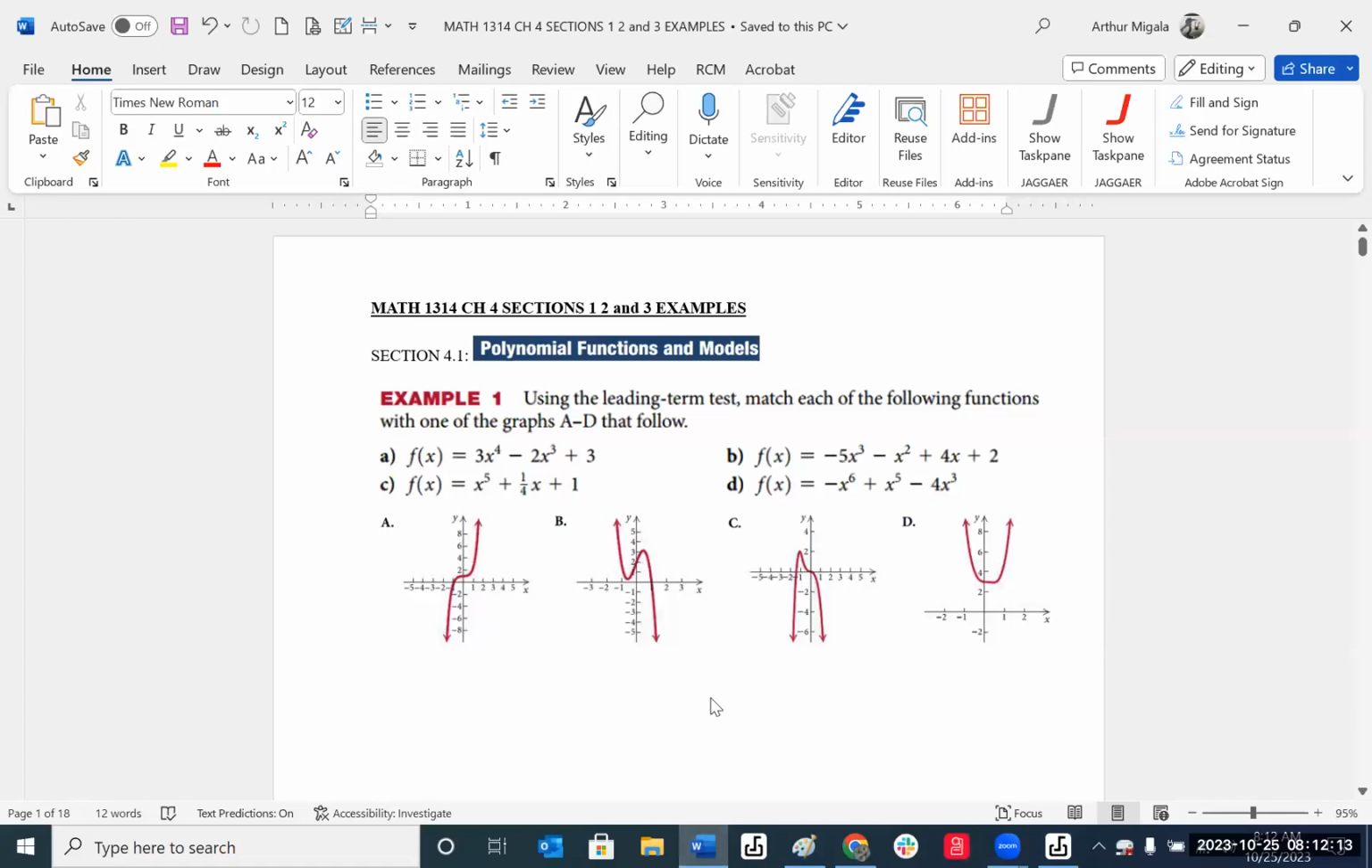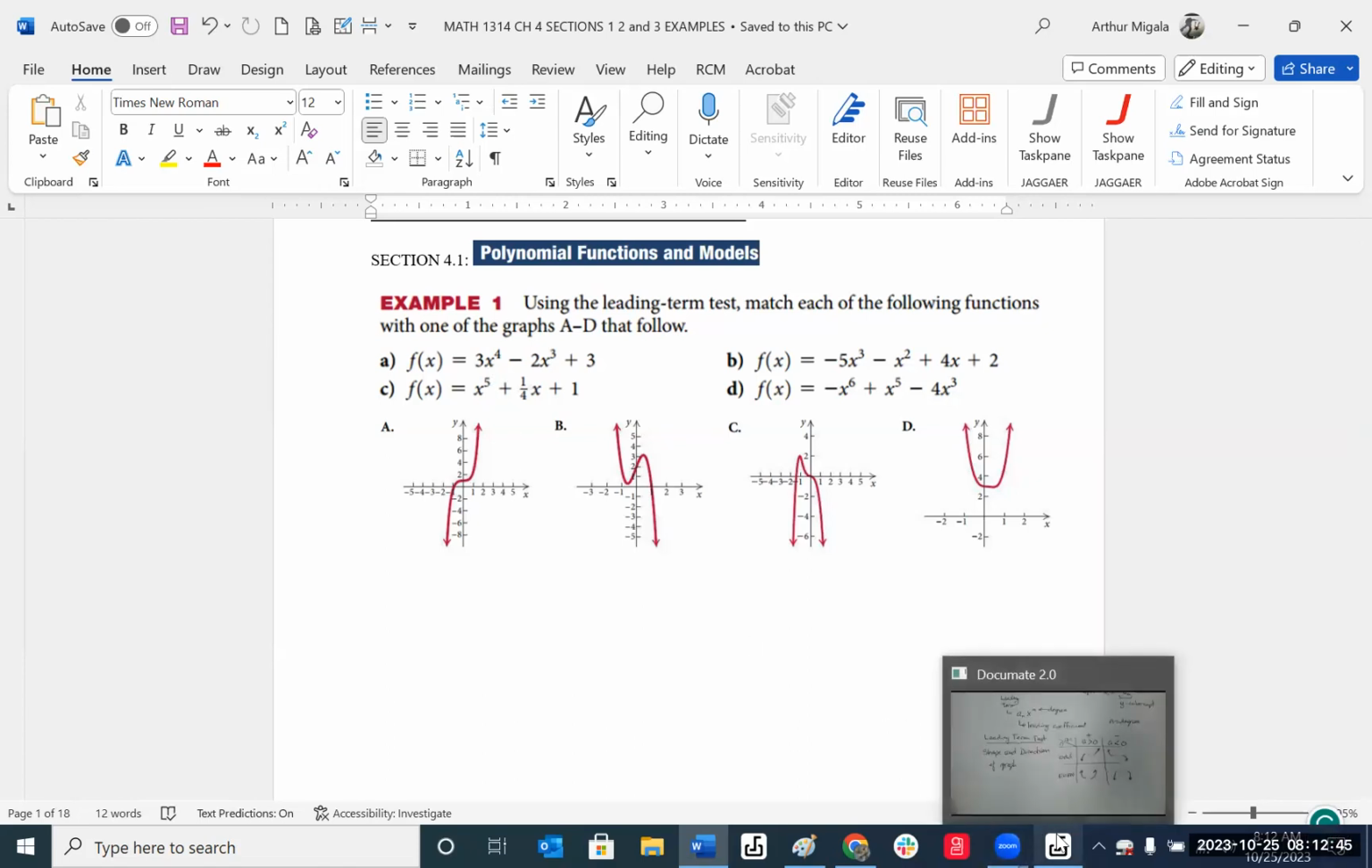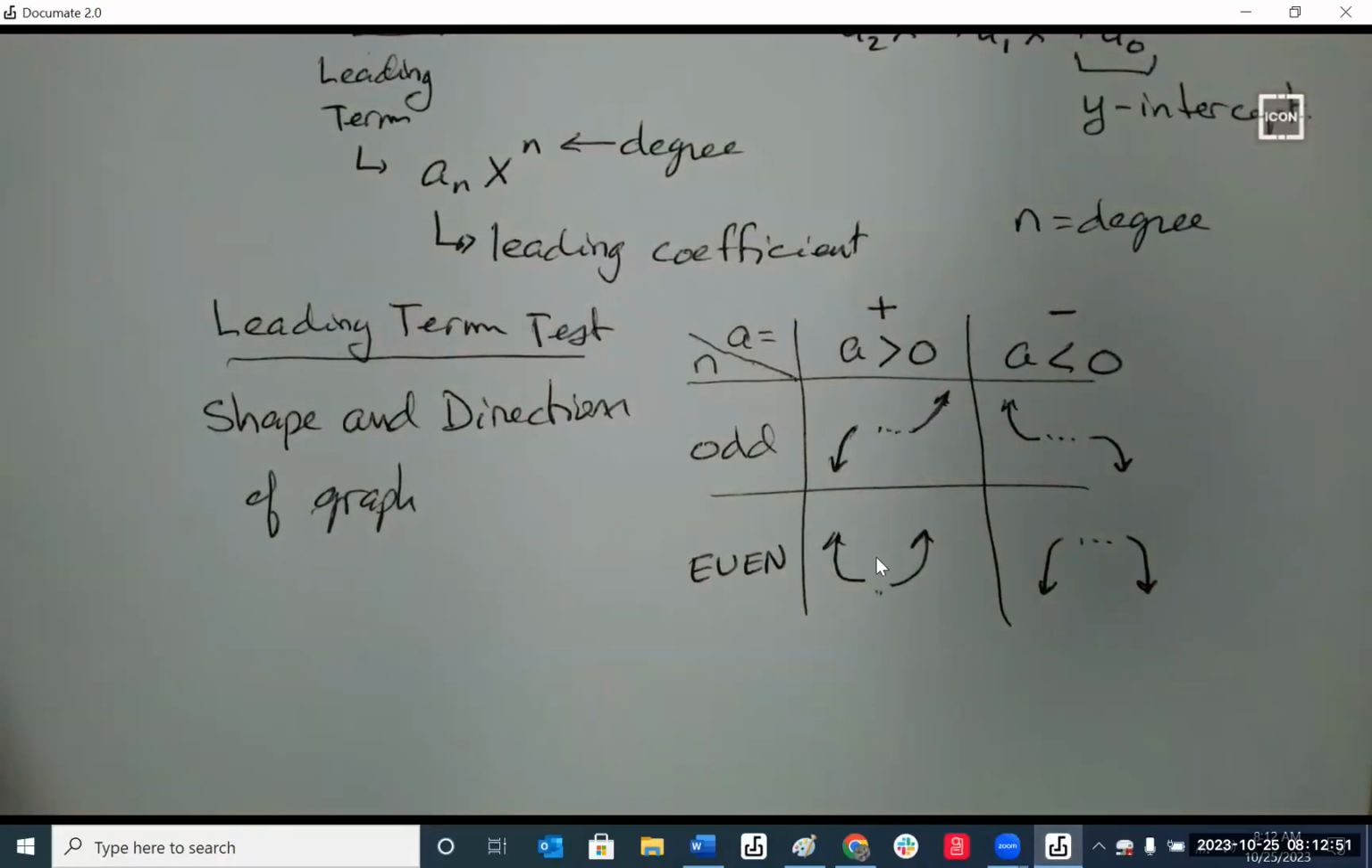So let's see here. Looking at the leading term test, let's go ahead and match these pictures with these functions. So A, which one would A be? A, B, C, or D? So we look at the leading term test. A is positive, so we know it's going to point up, and the degree is 4. It's even. So A is positive, N is even. So we know the graph points up both directions.